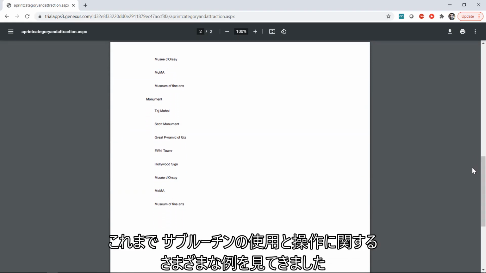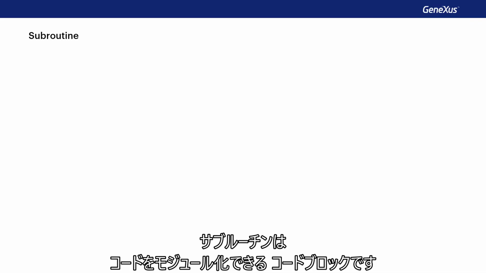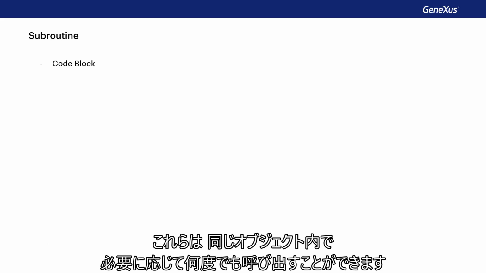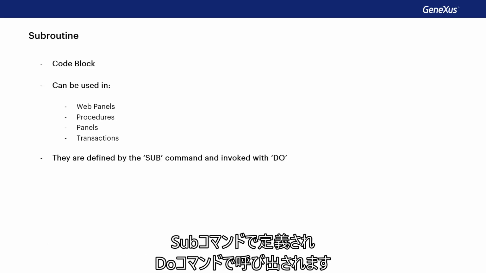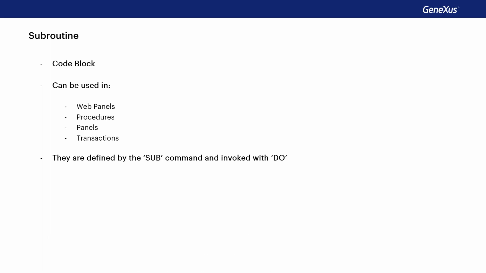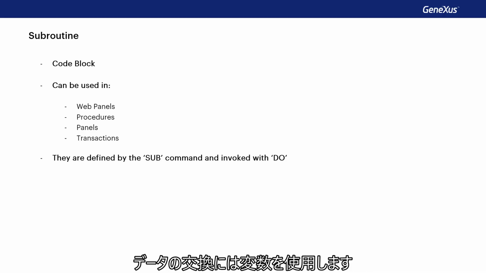So far, we've seen different examples about the use and operation of subroutines. Here's a short summary. Subroutines. They're blocks of code which allow us to modularize the code. They can be invoked as many times as we want within the same object. They can be used in web panels, procedures, panels, transactions, and so on. They're defined through the sub command and then invoked through the do command. They don't support sending parameters. Variables are used to exchange data.